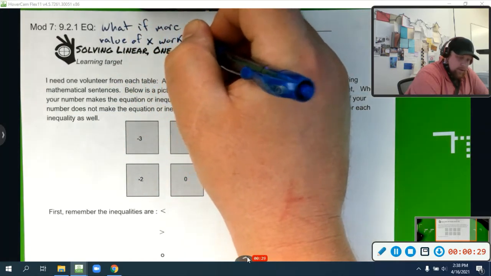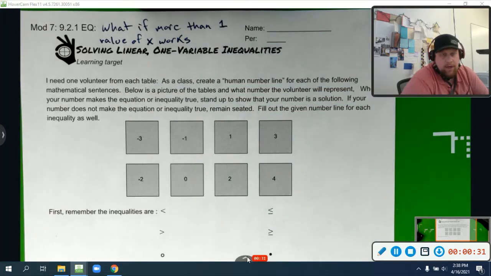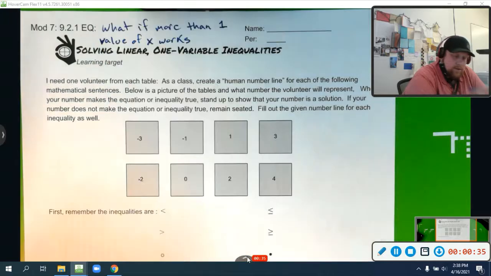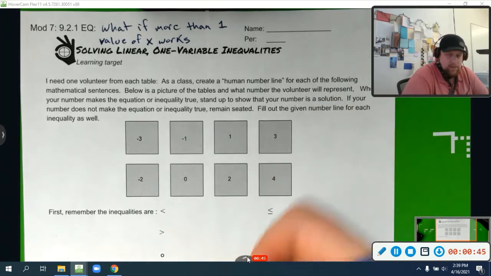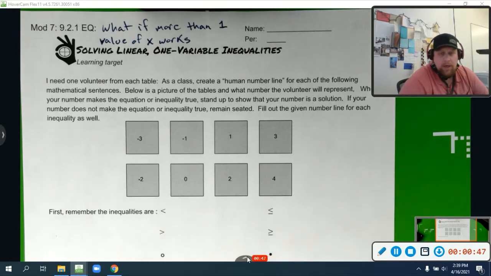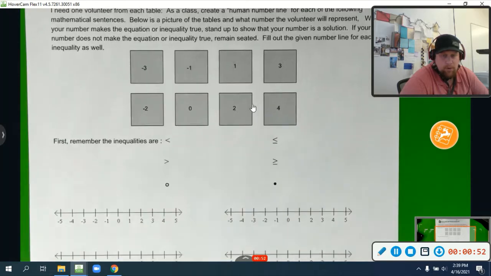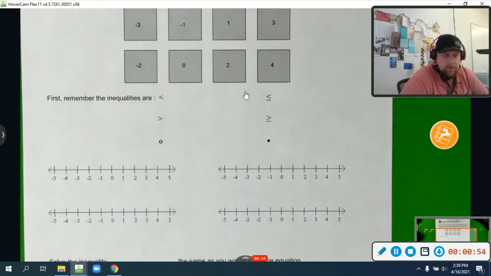Now, there's a little activity at the top of this page that is not going to matter much for you, because you're in distance. This is a little activity we're going to do as a class, but you can still read through it and kind of understand. Basically, I'm just going to have kids stand up, represent number lines, and as we solve some problems below, they're going to actually act it out a little bit. So don't worry about that now. But let's define some things first.